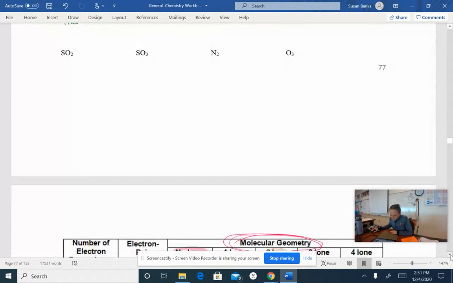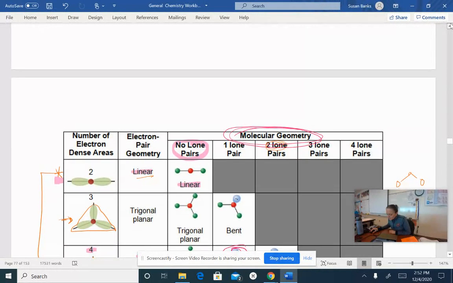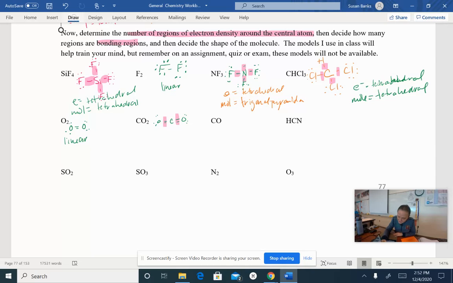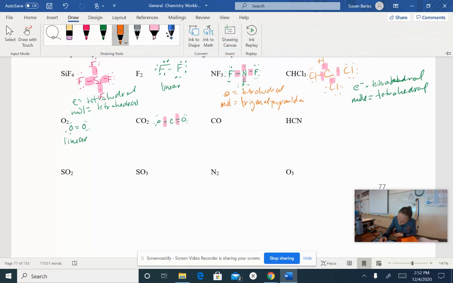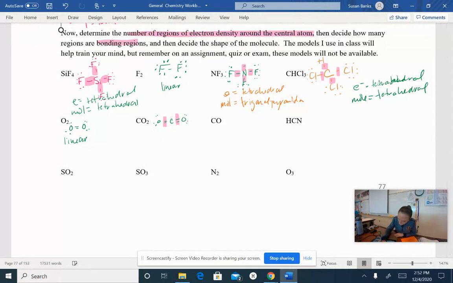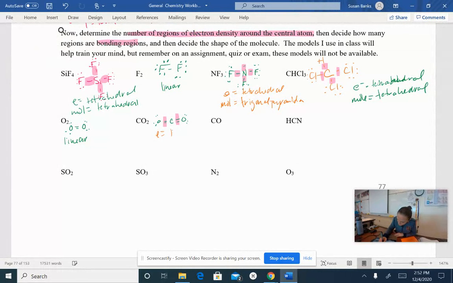If I look at this chart where I have 2 areas, I am going to have a linear molecular geometry and a linear electron geometry. So carbon dioxide has an electron geometry that is linear, and it has a molecular geometry that is also linear.